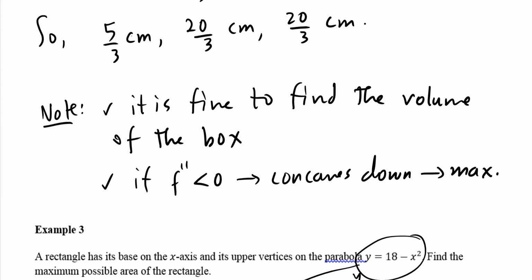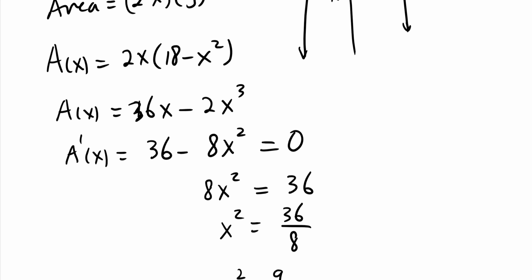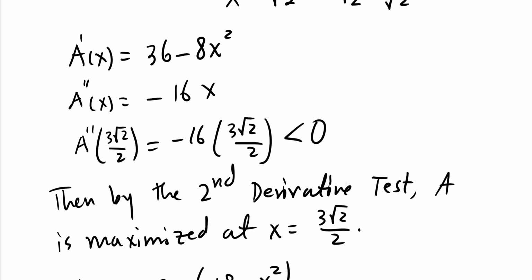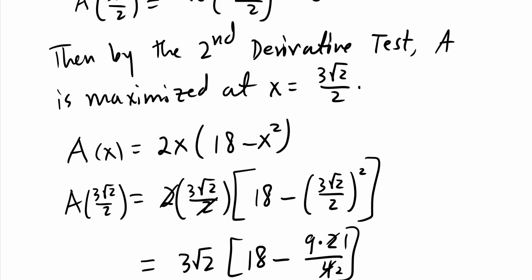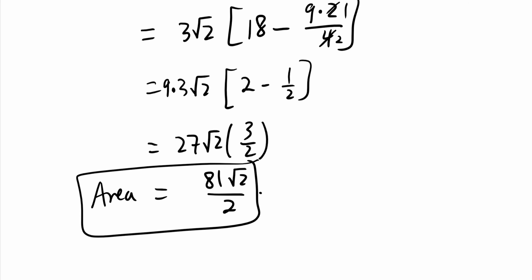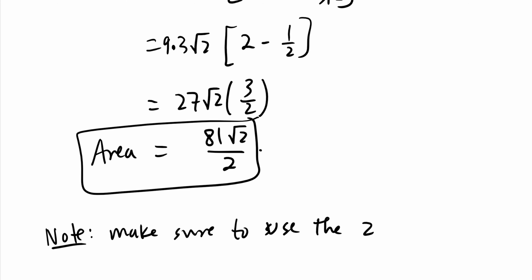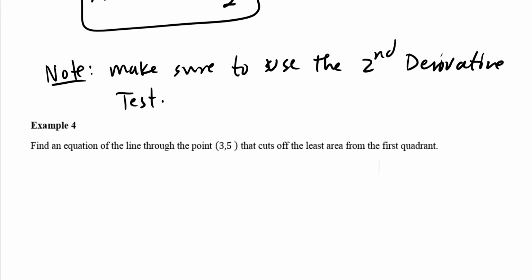So the same thing here. We found and we got only one value. That's okay. We still need to find the second derivative to confirm this will give us the maximum area. So just as a quick note here, make sure to use the second derivative test all the time in all the questions. Let's look at the next example.